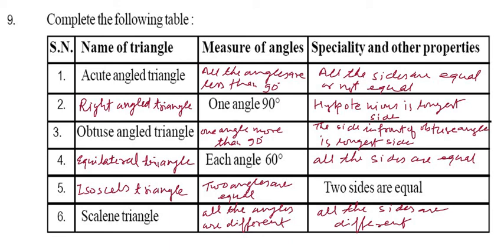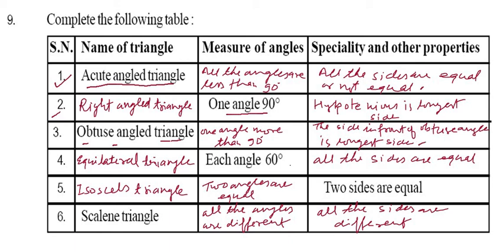So you can see here, first one is the acute angle triangle. That means all the angles are less than 90 degrees and all the sides may be equal or not equal. The second one is right angle triangle. That is, one angle is 90 degree and the hypotenuse is the longest side. And in the obtuse angle triangle, one angle is more than 90 degree and the side in front of the obtuse angle is the longest side.